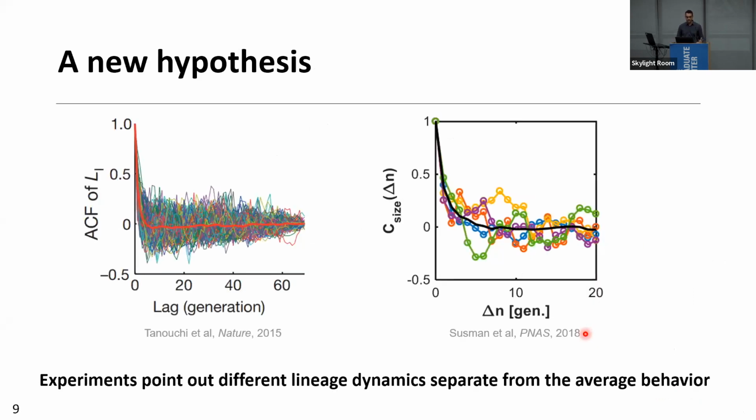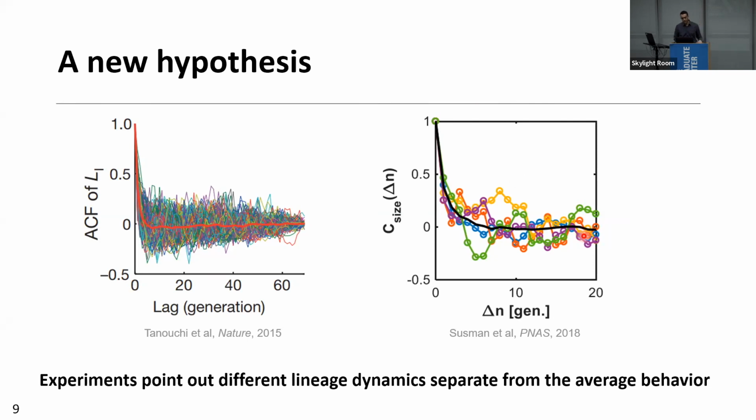So we wanted to account for this behavior in the theory. We took a step back and looked at the individual autocorrelation data that you get from the individual traps of the mother machine, and what you see are different dynamical behaviors of different lineages. Some are oscillating, some are just decaying, and when you average them, like you always do in any mother machine experiment to find the autocorrelation, you find this average decay behavior.